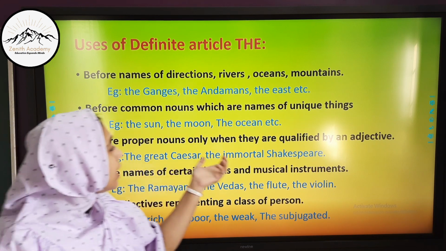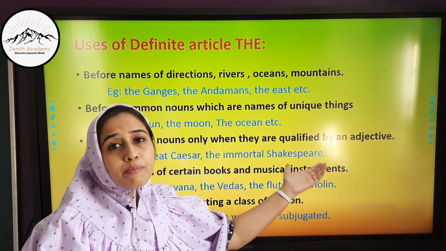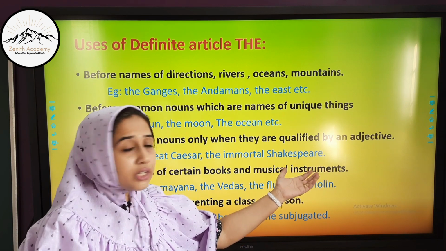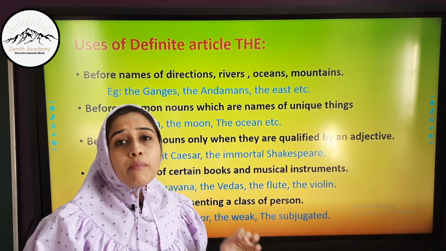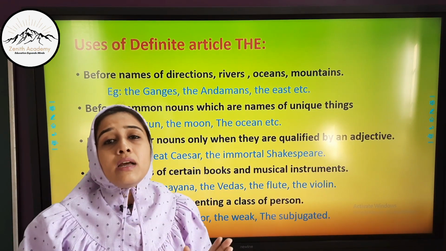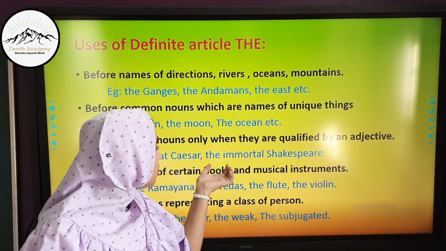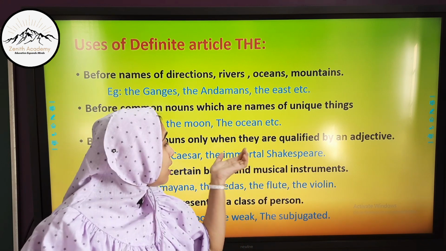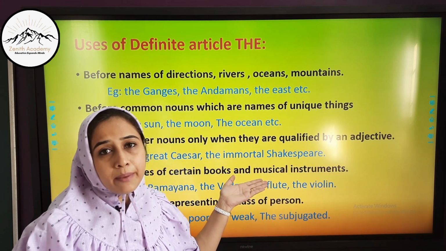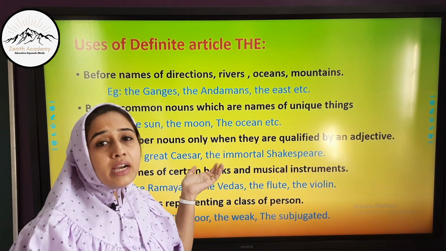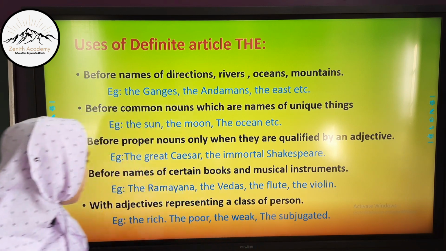The immortal Shakespeare. Shakespeare, as we know, is the world's best writer in literature. Why is "immortal" used over here for him? Because although he is dead, due to his writings, he is not dead. He is immortal. So, the immortal. We are qualifying Shakespeare by using the adjective immortal for him. So that is why the definite article "the" is used to mention the particular person.